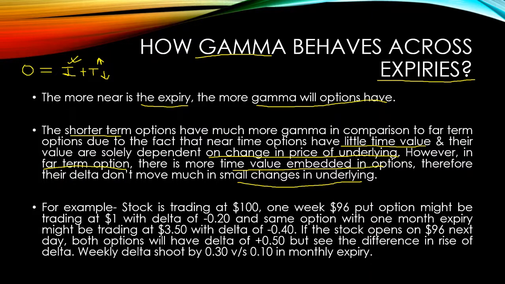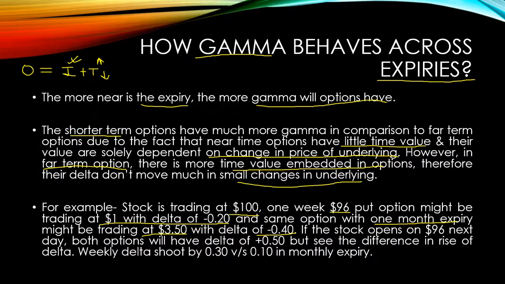For example, if the stock is currently trading at $100, the put option with a strike price of $96 expiring next week might be trading at $1 with a delta of 0.20, and the same strike price option with 1 month expiry might be trading at $3.50 with a delta of 0.40. So if we just stop here, you will find that the 1 week $96 put option has a delta of 0.20 and the same strike 1 month put option has a delta of 0.40.